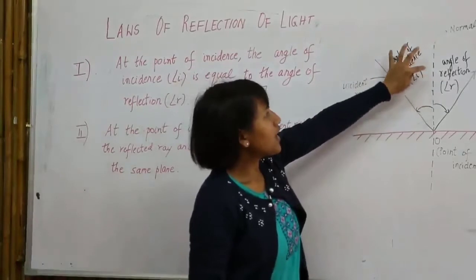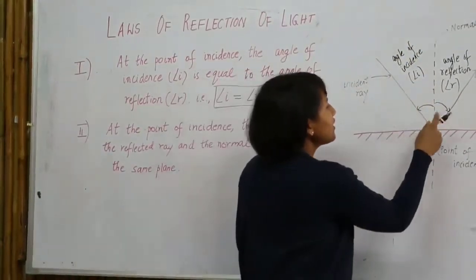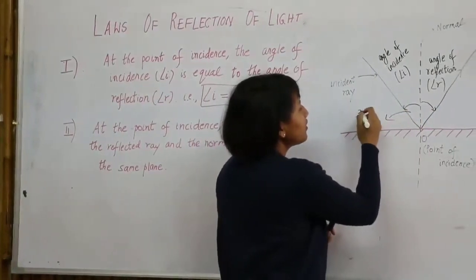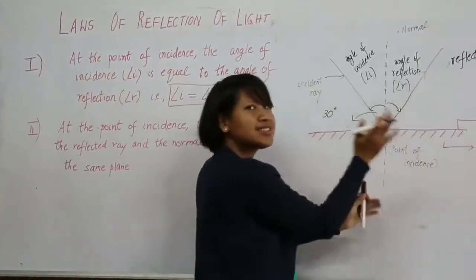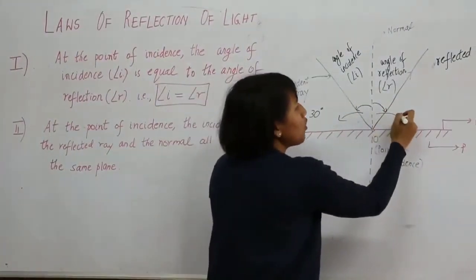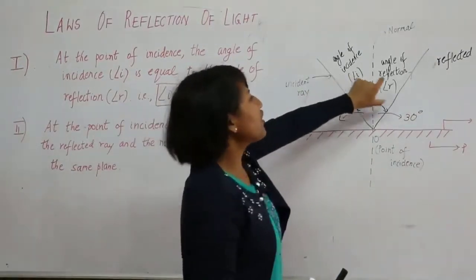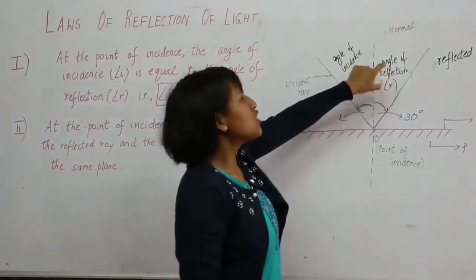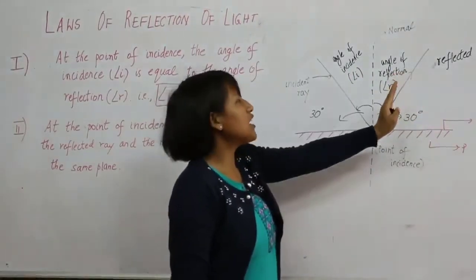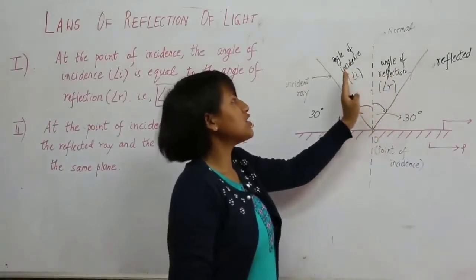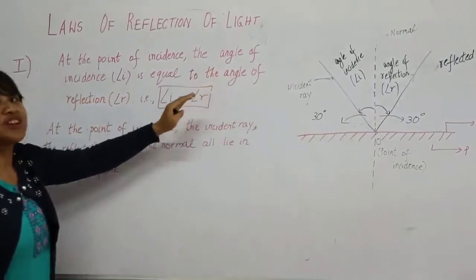This is the incident ray and the angle of incidence, the angle which it makes. Suppose this angle is 30 degrees, then the reflected ray will adjust in such a way that this angle will also be 30 degrees. If it is 45, here also it will be 45. The reflected ray doesn't bounce in any direction; it adjusts the angle so that it is equal to the angle of incidence. That is the first law of reflection of light.